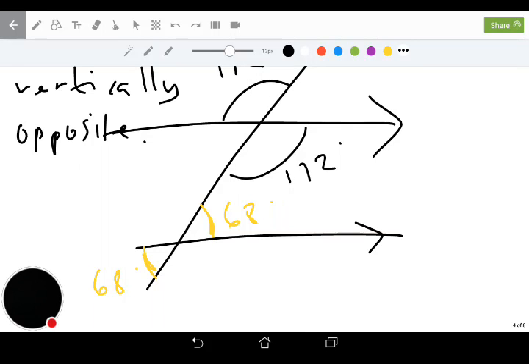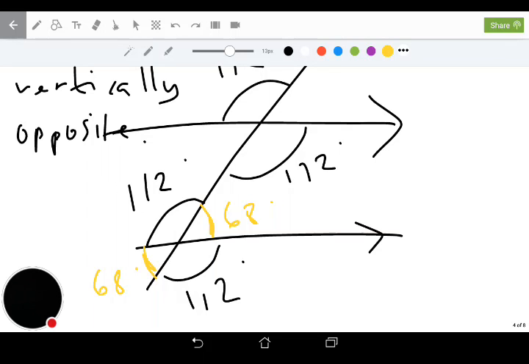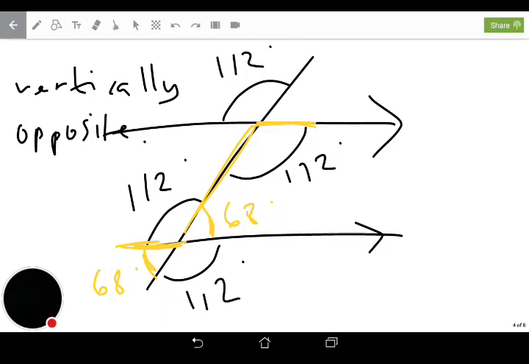And just to show you also, the other missing angles would be 112 degrees, and we can see that because we can see it here, they're alternate angles, so they're under the folds of the Z. So you can always use one angle to work out another angle.